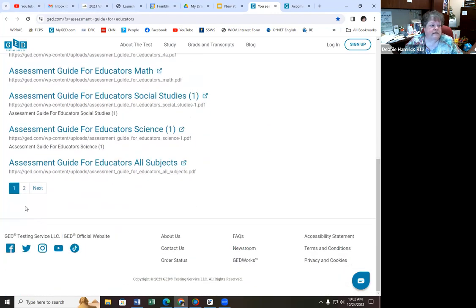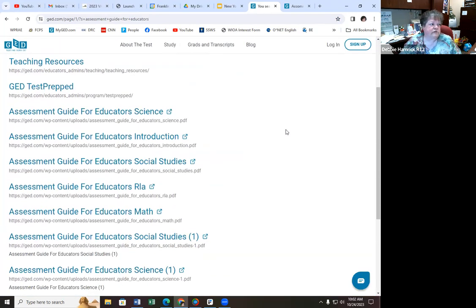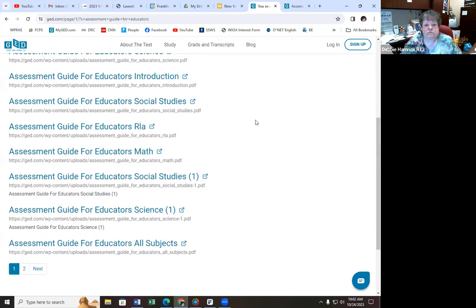So again, there's another page for this. Oh, that's GED Price, and yeah. So the main page is what you pull up when you search for the assessment guide for educators. You just click on this and pull up the link. Obviously, the one down here at the bottom that says educators for all subjects incorporates and encompasses all of these other individual subjects. But if you are looking for something specific to a subject, then click on the link and see what you can get out of that. I highly recommend that you look through that.